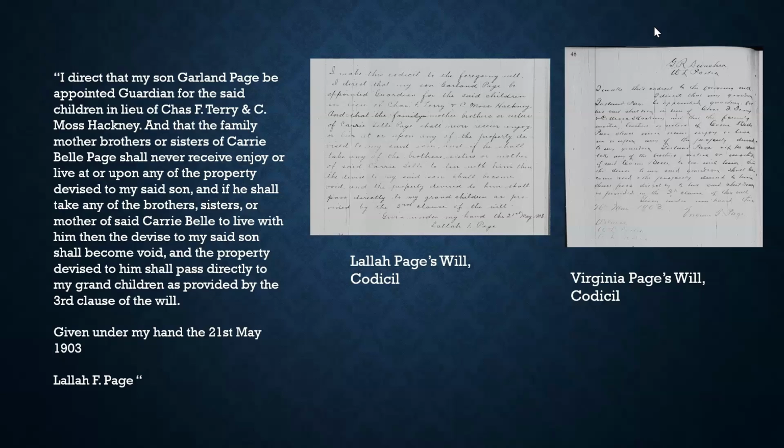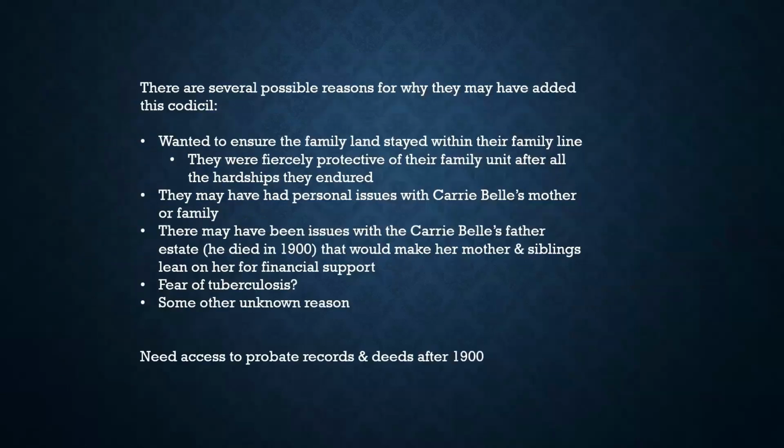So as I said, Lala added this codicil on May 21st, 1903, and Virginia added a codicil on May 26th, 1903. So clearly something happened between the writing of the will and when this codicil happened to make them say, no, we don't want them anywhere near our house or property. And there are a couple of reasons that that could be.